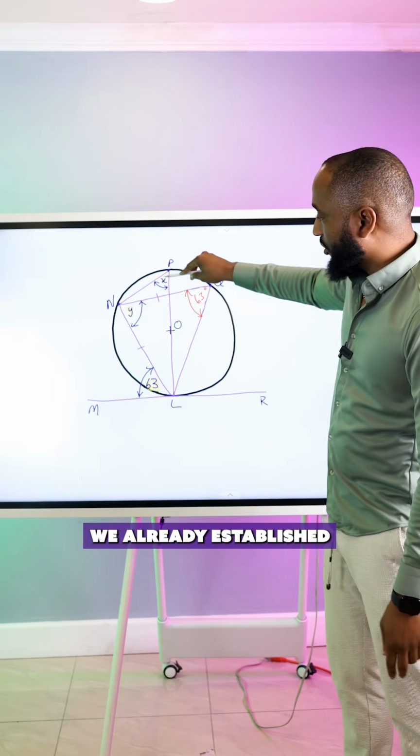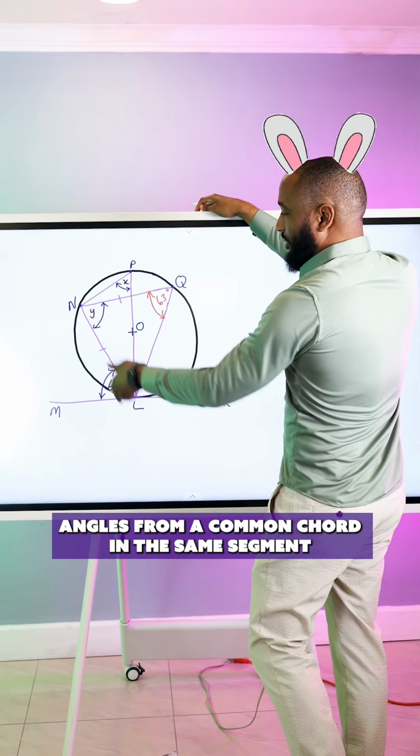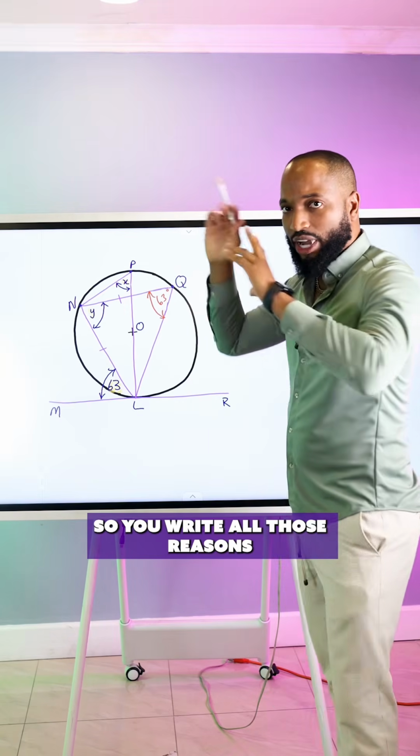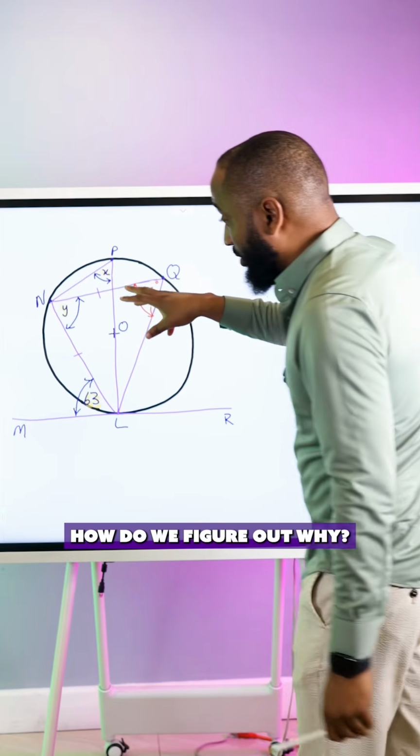If this is 63, already established that x will be 63. Based off of the theorem, angles from a common chord in the same segment are equal, so 63 would be equal to x. So you write all those reasons, and then you put x is equal to 63. How do we figure out y?